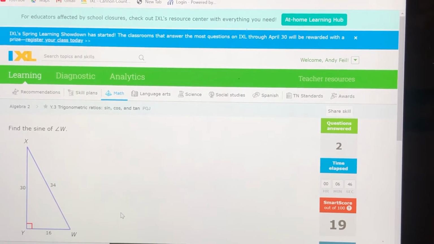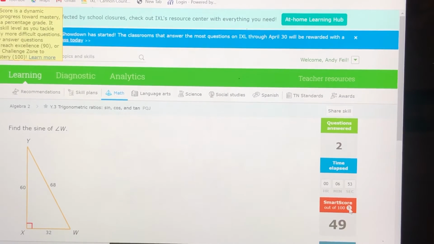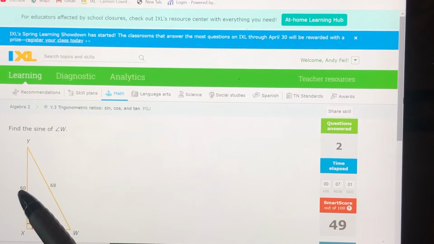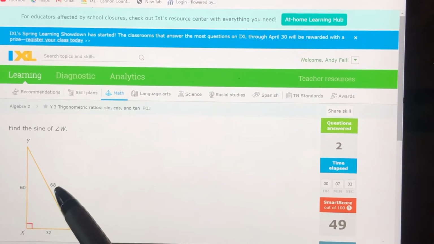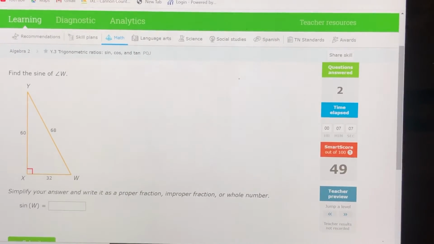Okay? I am going to skip a level here and see if they can make these problems any more difficult for us. Find the sine of angle W. Well, let's try that one. What's the sine of angle W? It's going to be 60, because that's the opposite, divided by 68. 60 divided by 68. Well, that does reduce, doesn't it?